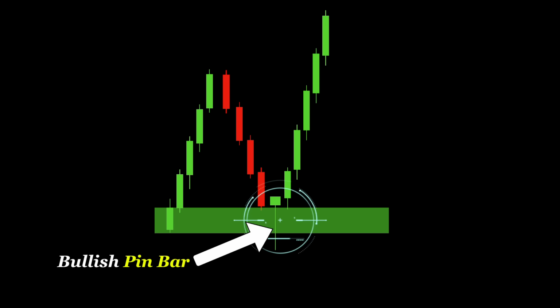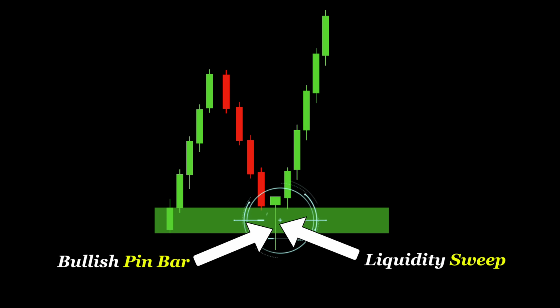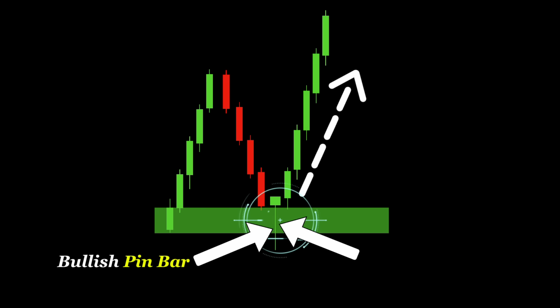Here's what happens. Smart money pushes the price down into the demand zone to sweep liquidity, triggering stop losses or filling limit orders from retail traders. But the buyers step in quickly, rejecting the lower prices, which forms the long tail of the pin bar. This tells us that the market has tested the demand zone, absorbed the selling pressure, and now buyers are taking control. The small body of the pin bar shows that the price is likely to move upward from this point. This is our confirmation that smart money is interested in this zone, making it a great opportunity to enter a buy trade. Let's take a look at the bearish version of a pin bar.